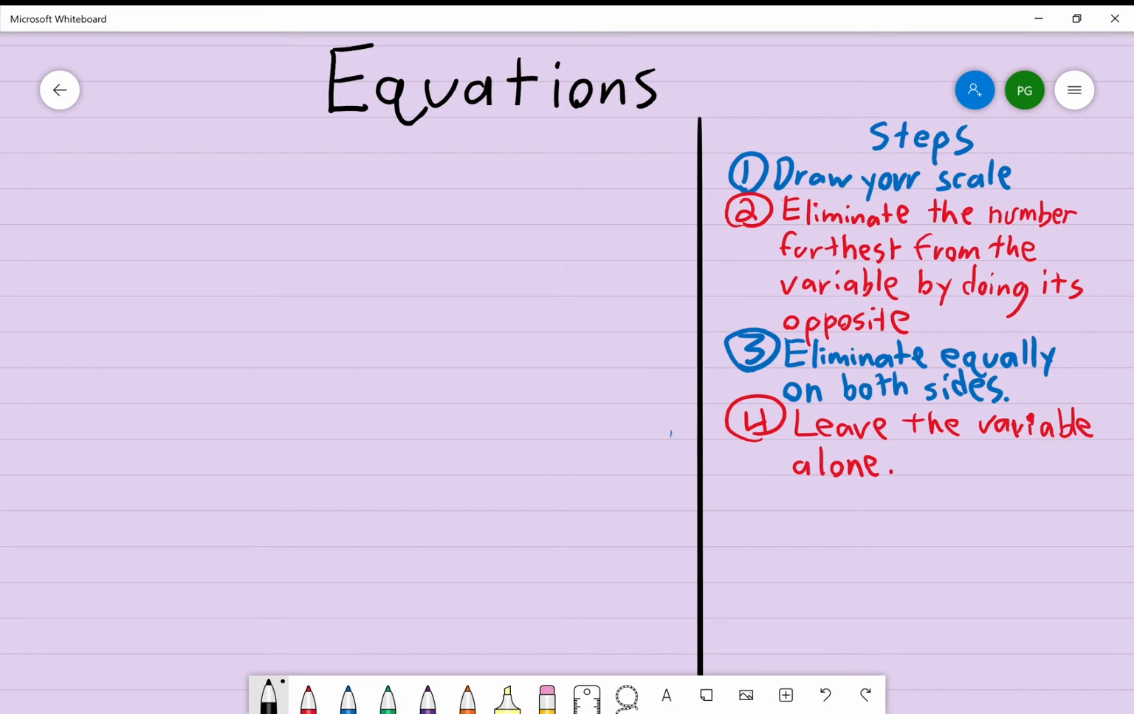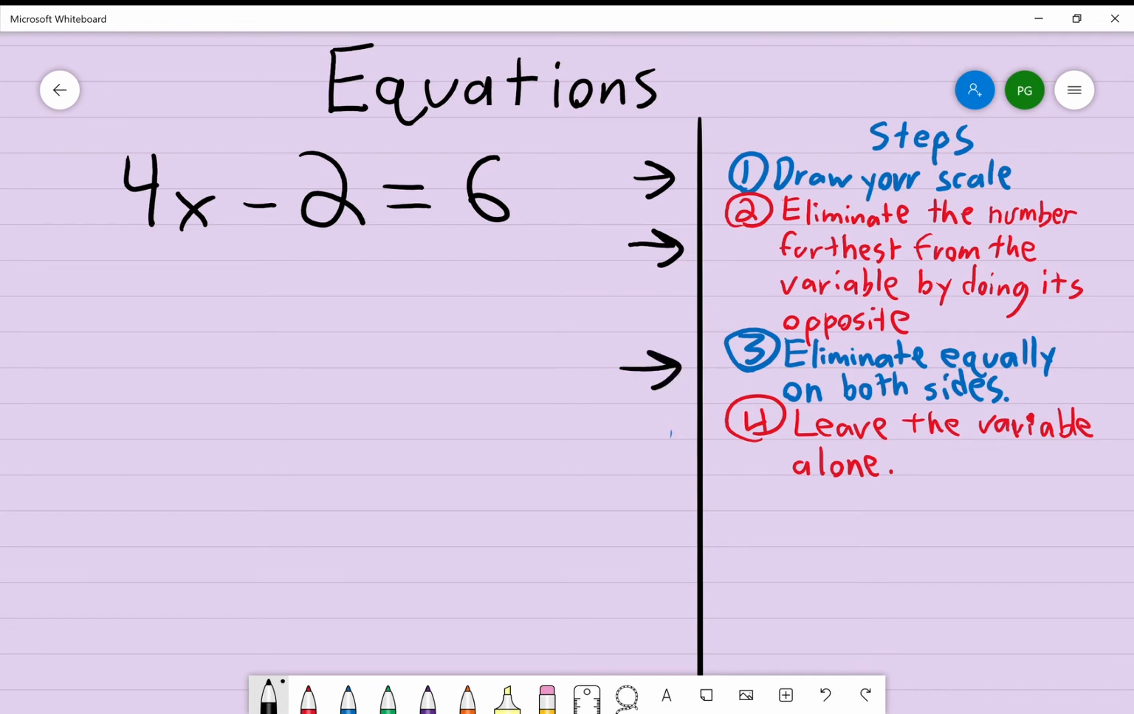Let's say I give you the equation 4x minus 2 equals 6. Alright, well my steps are the same as always. Number 1, draw out your scale. Number 2, eliminate the number furthest away from the variable by doing its opposite. Number 3, eliminate equally on both sides. And number 4, make sure you leave the variable alone. Okay? Well, let's go ahead and do that.